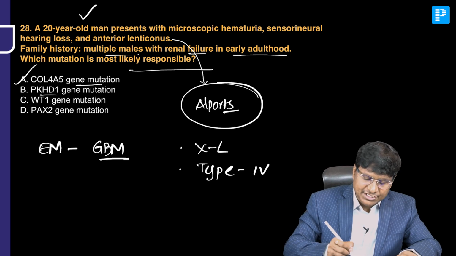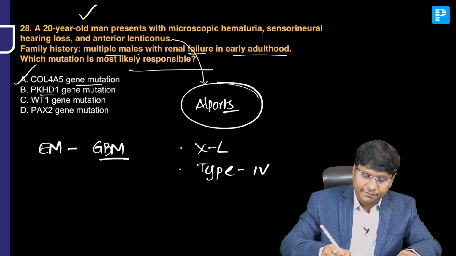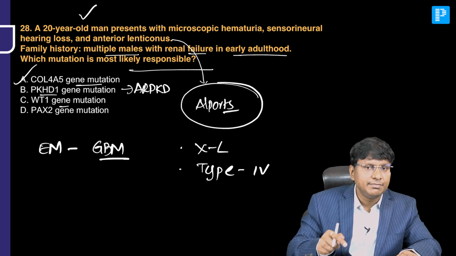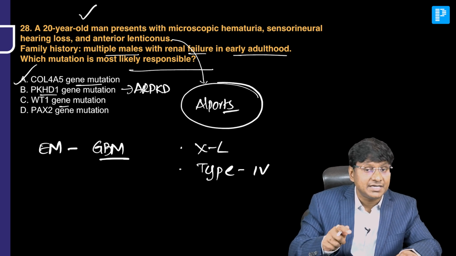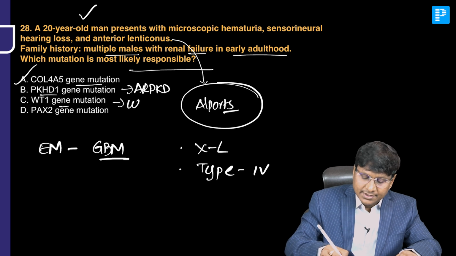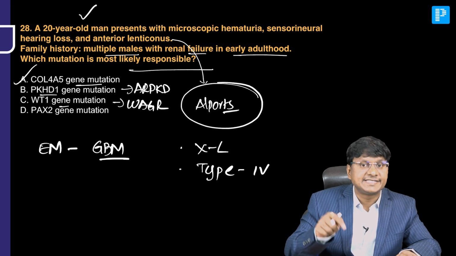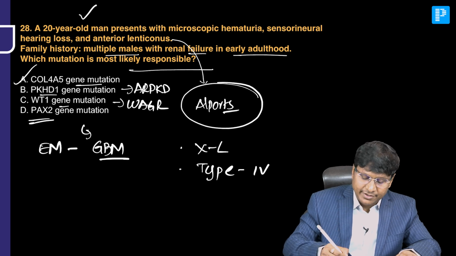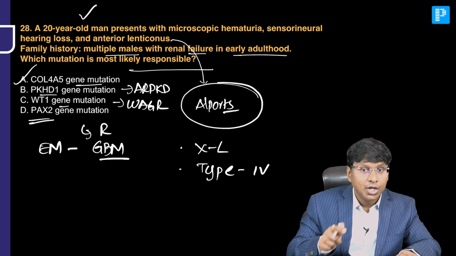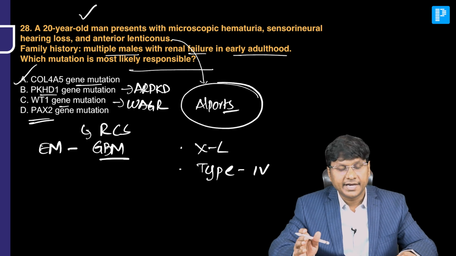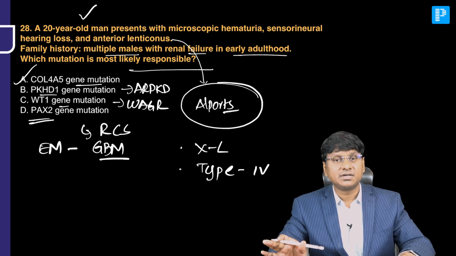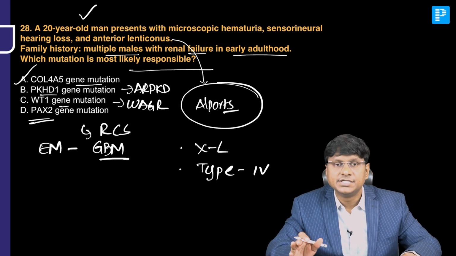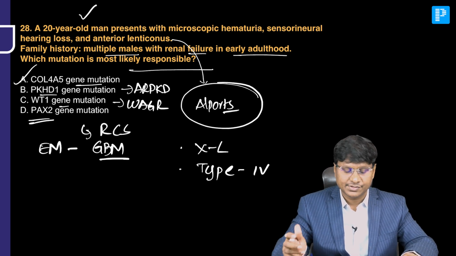And what about this PKHD1 gene? That is mutated in case of autosomal recessive polycystic kidney disease. And WT1 gene mutation is observed in a particular syndrome called WAGR syndrome. Then next is PAX2 gene mutation. PAX2 gene mutation is observed in case of renal coloboma syndrome, right? So this is about the various genes as well as mutations. And in case of Alport's, it is the COL4A5 gene being mutated, and it is X-linked inheritance.